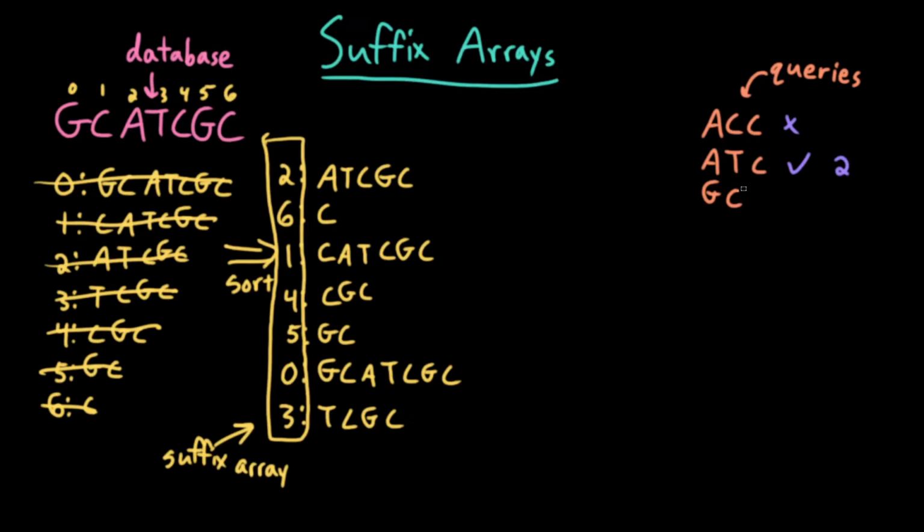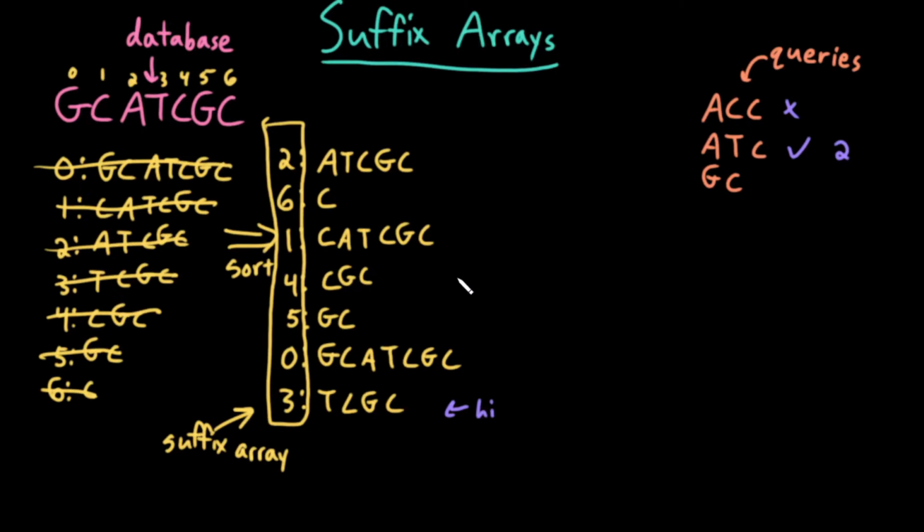Okay, so now we're going to try to find GC. So again, I start with low at the beginning, high at the end. GC I compare against the midpoint. GC is greater than the midpoint. Therefore, I should recurse in this lower range, right? GC is bigger than this, so I recurse in the lower range. So now my low would be here, and I do it again. So the midpoint of low and high is here. I compare my query against my midpoint. Hey, my midpoint matches. Therefore, this is the correct range.